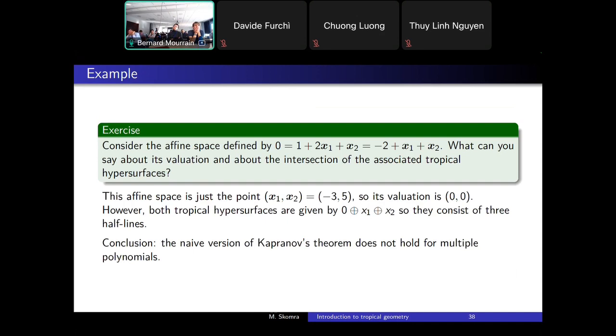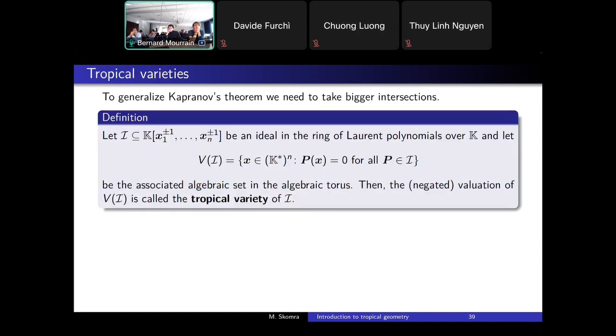And indeed, there is a way. So that's the second theorem: how can we compute the valuation of something more complicated? How can we compute the valuation of a variety? In order to do that, we will need to take bigger intersections.